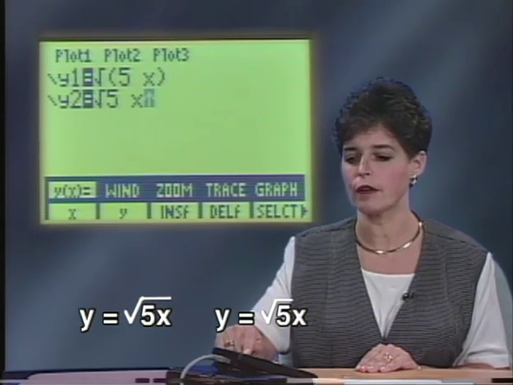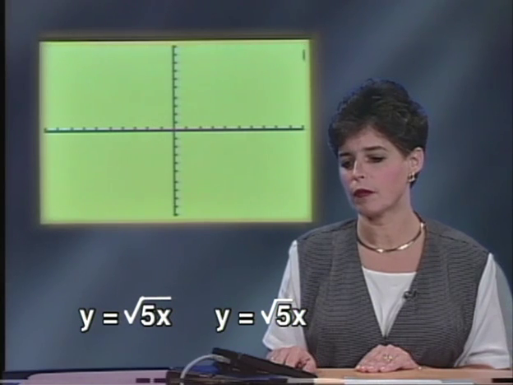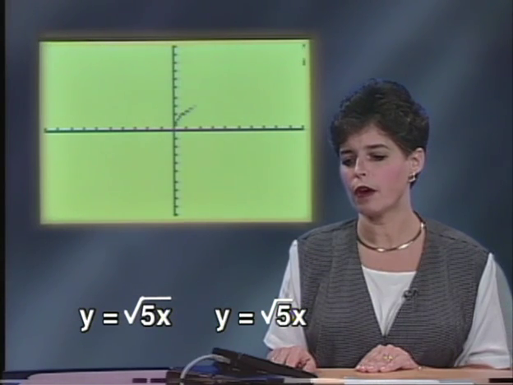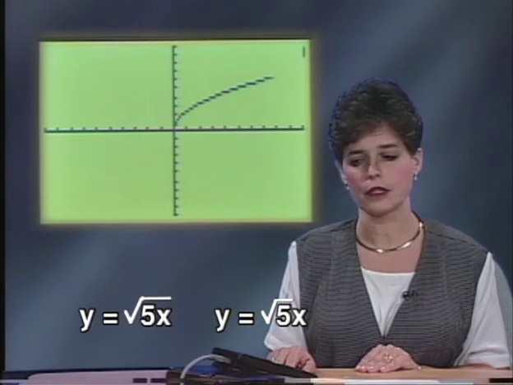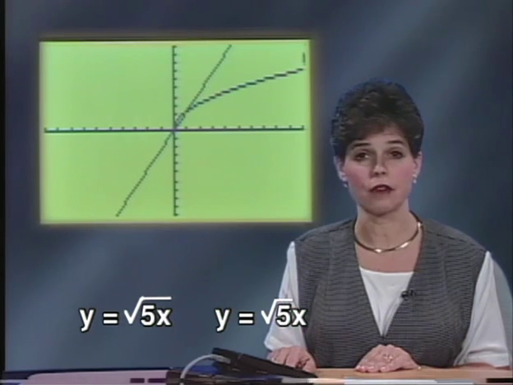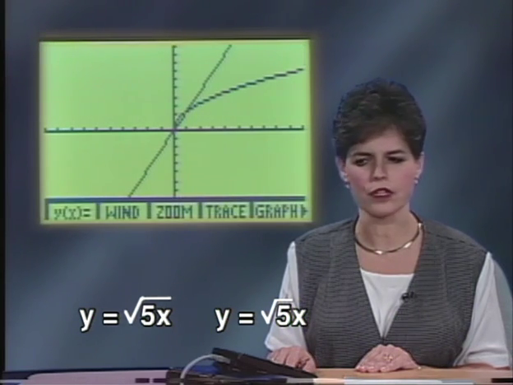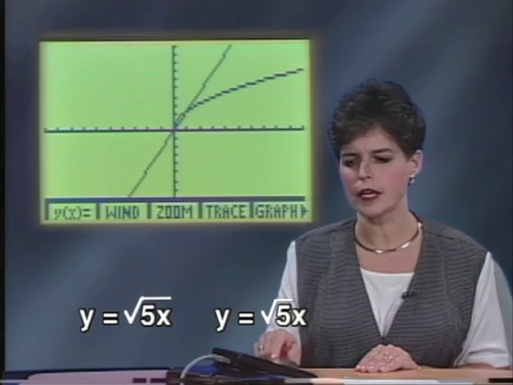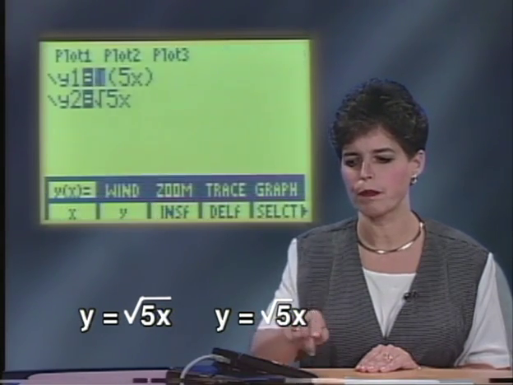Second F5 to graph. Here is the square root of the quantity 5x, and here is the square root of 5x. It doesn't even look like any of the other square root functions, does it? Let's go back and take a look at y of x.